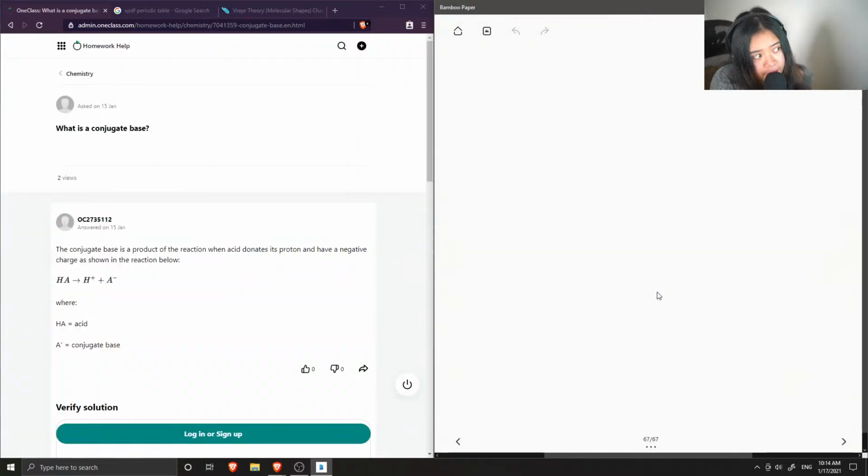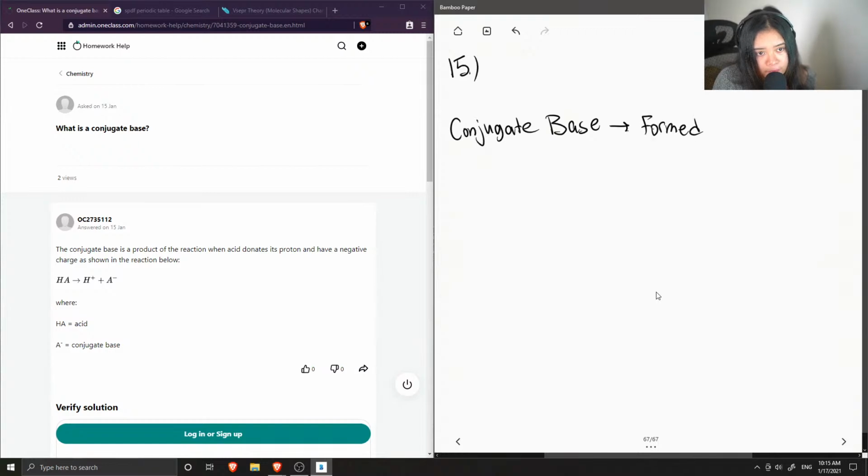Question 15 just asks, what is a conjugate base? So a conjugate base is formed when an acid donates a proton, which is just the same as H+.